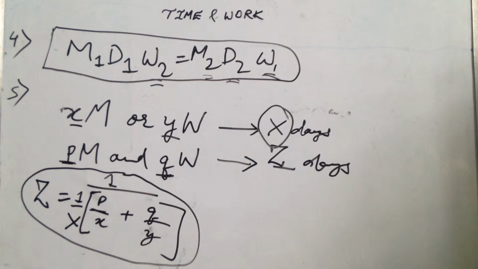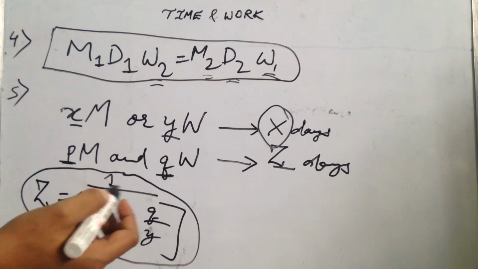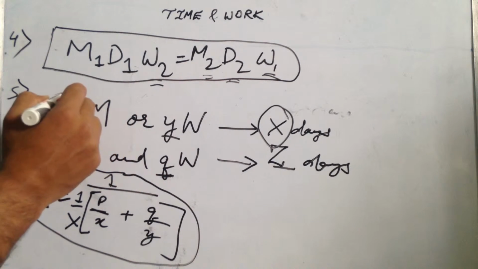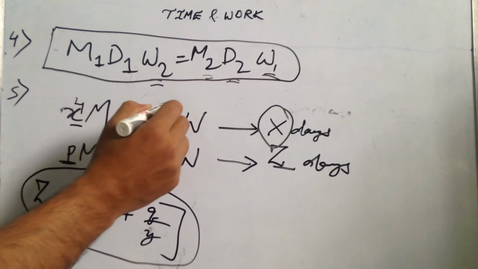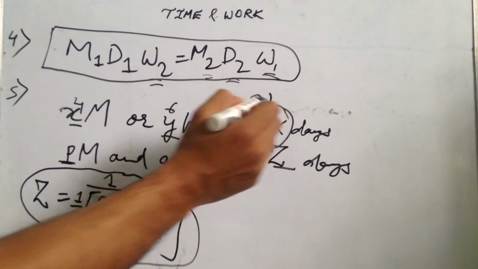So let's take a quick example here. We can assume here, let's say this is 4, this is 6, and the number of days, let's take 21.